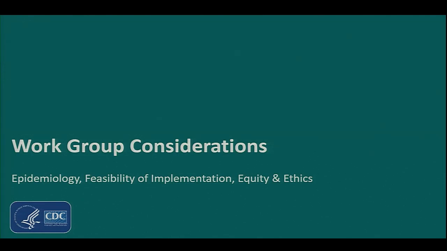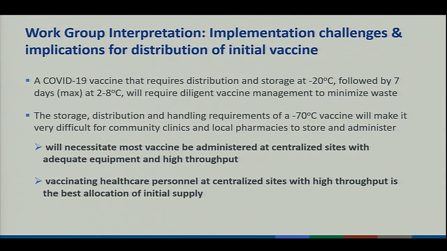Now I'd like to transition to work group considerations, specifically work group thoughts on epidemiology, feasibility, equity, and ethics. Next slide. The work group has considered feasibility, including the implementation challenges and implications for distribution of initial vaccine. The following points summarize their input. A COVID-19 vaccine that requires distribution and storage at -20, followed by 7 days maximum at 2 to 8 degrees Celsius, will require diligent vaccine management to minimize waste.